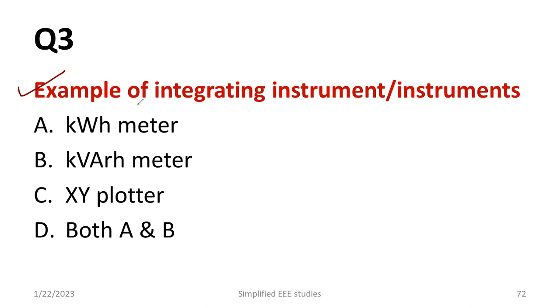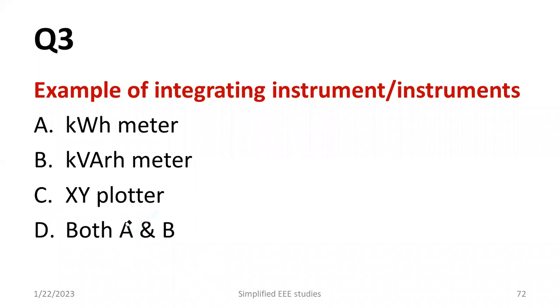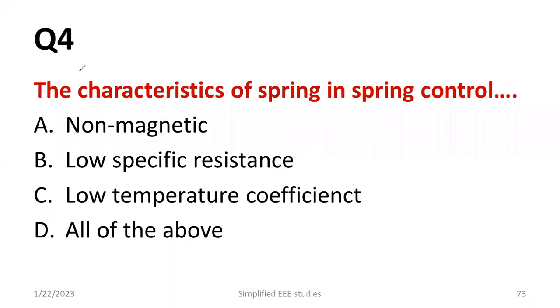Now moving on to the discussion. Example of integrating instrument. Identify the integrating instrument or instruments. The kWh meter is definitely an integrating instrument. The kVARH meter also belongs to integrating instruments, but the XY plotter is not. It's a recording instrument. So option D, you can check both A and B. You know, kWh and kVARH meters are basically categorized as integrating meters. So better you go for option D. The right answer for this question is option D. Let me go ahead with question number 4.